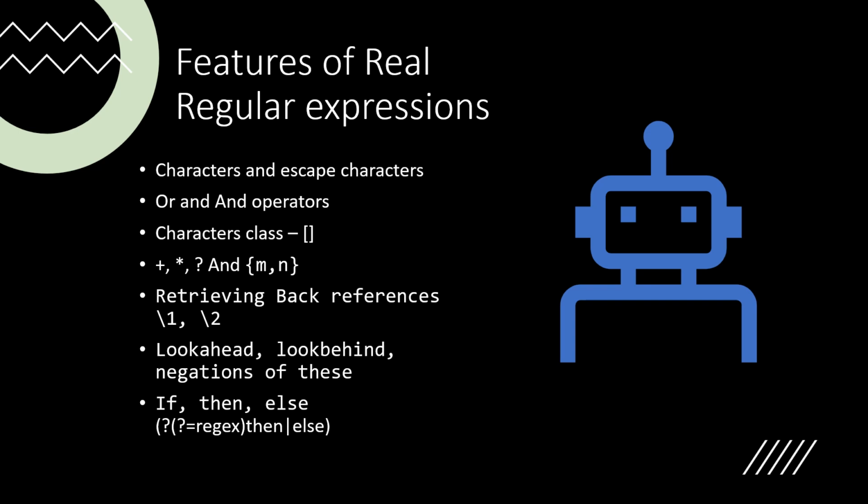Characters and escape characters. Characters are part of the string, and escape characters are language-specific things. Or and and operators are similar to what we have in theory: or, which is represented by a pipe, and and, which is used to append strings together. The character class. In regexes, we have the bracket operator, where we can have a class of characters repeat multiple times. The plus, the Kleene star operator, the question mark, and the m,n quantifier are things that regular languages have. These were all the things that regular languages had.